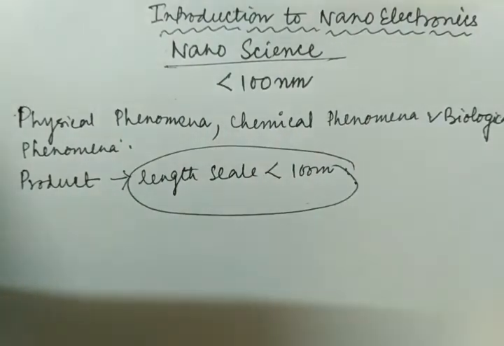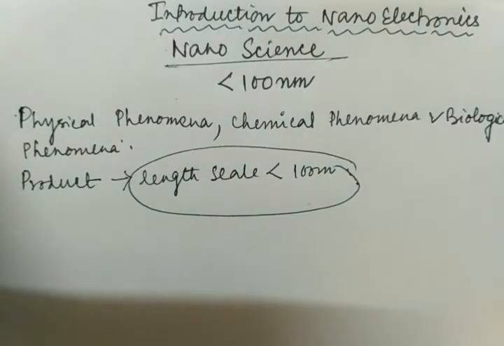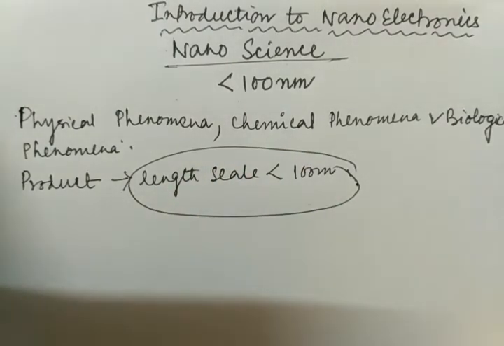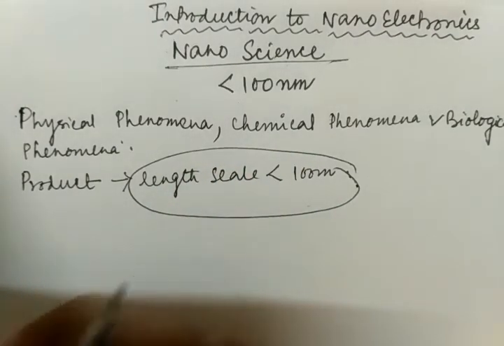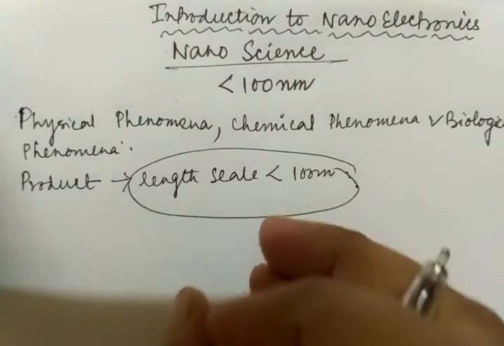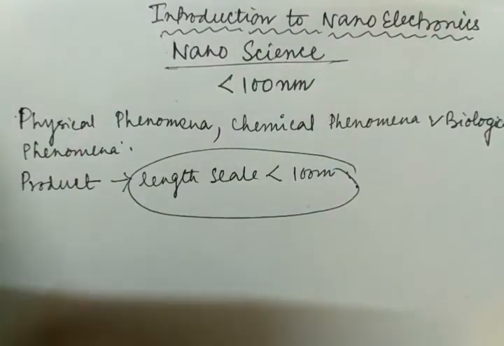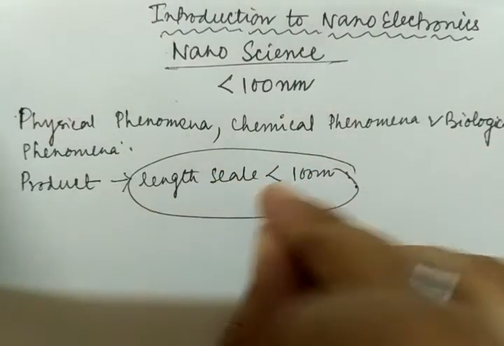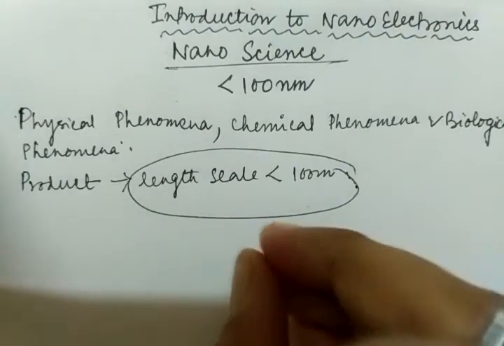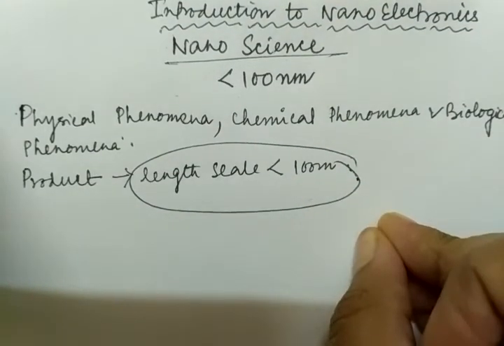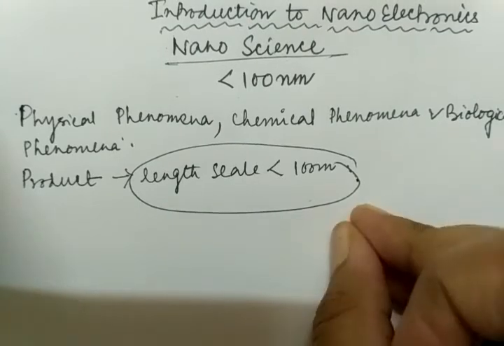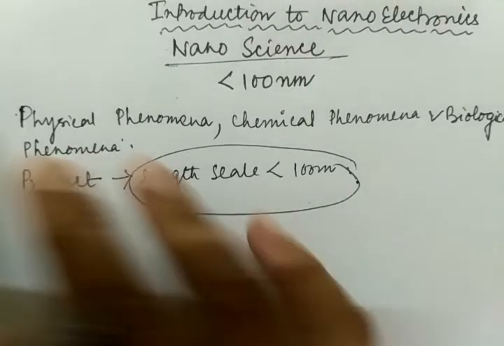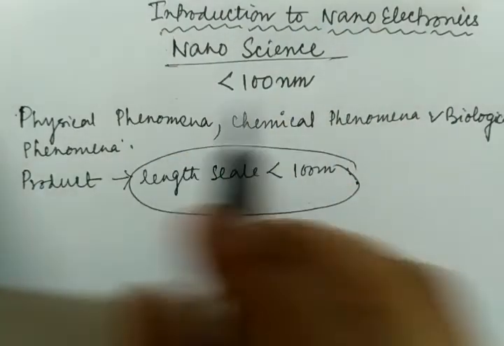If its length scale is less than 100 nanometer, then we can say that it is a nanotechnology enabled product. Now we know that there is tremendous activity in nanoscience and nanotechnology the world over. Nanoelectronics is one of the most mature parts of nanotechnology, and one of the most successful common manifestations of nanoscience and nanotechnology. Got my point? I am again repeating that nanoelectronics is one of the most important areas, the most mature part.